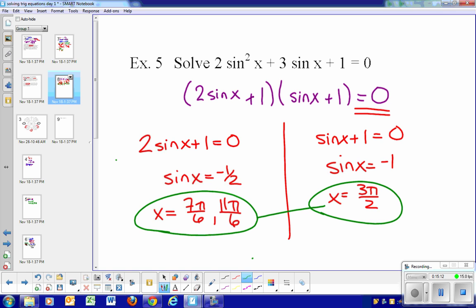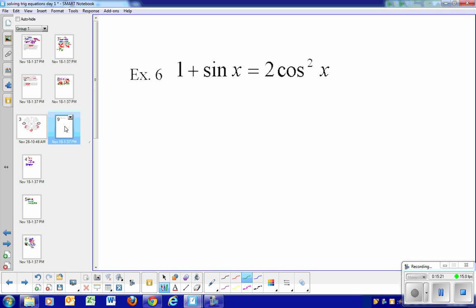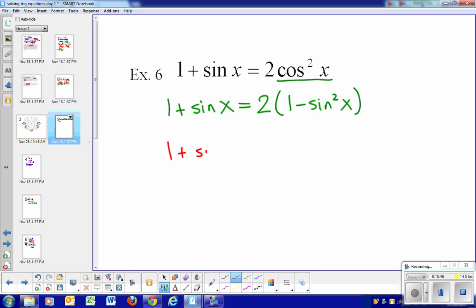The last example is this guy. And this one is complicated in the sense that we have sine and cosine in the problem. We also have a squared term and a non-squared term. So I would begin with just writing the left side as it is. And then here where you see cosine squared, use a trig identity. Cosine squared is 1 minus sine squared. This makes an improvement to the problem because now everything is in terms of sine. Let's distribute.